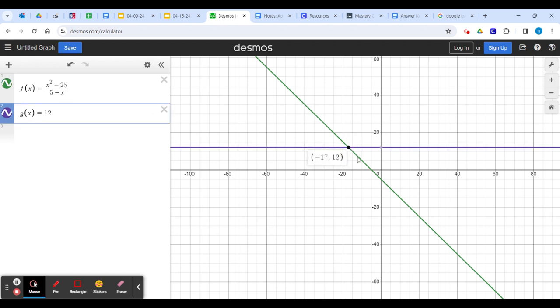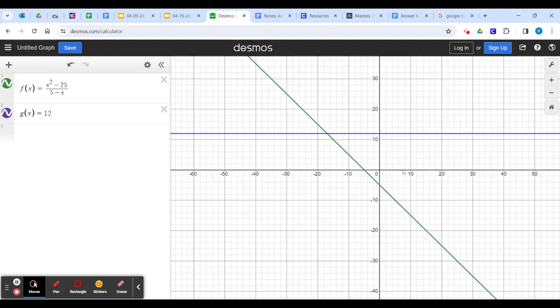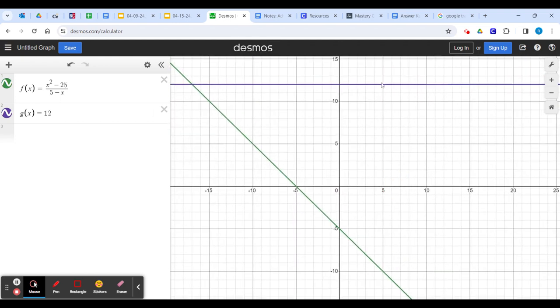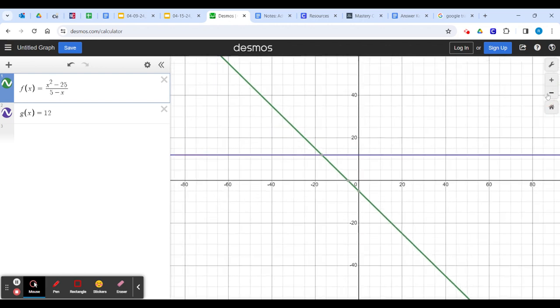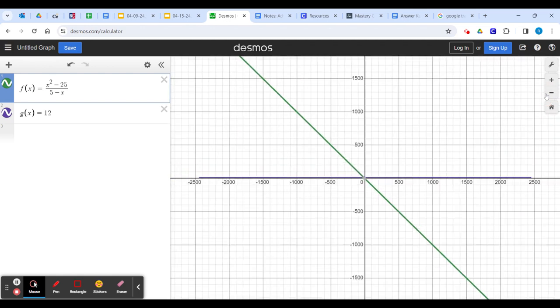So boom, looks like right off the bat I do have a solution at negative 17. But if I zoom in on the 5, there is no intersection here on my graph. And actually, we'll see that if we highlight in, there's a hole there on my green graph right at 5. So there would be no solution there because 5 cannot exist. And I can zoom out and see, hey, that's even true at those larger numbers.